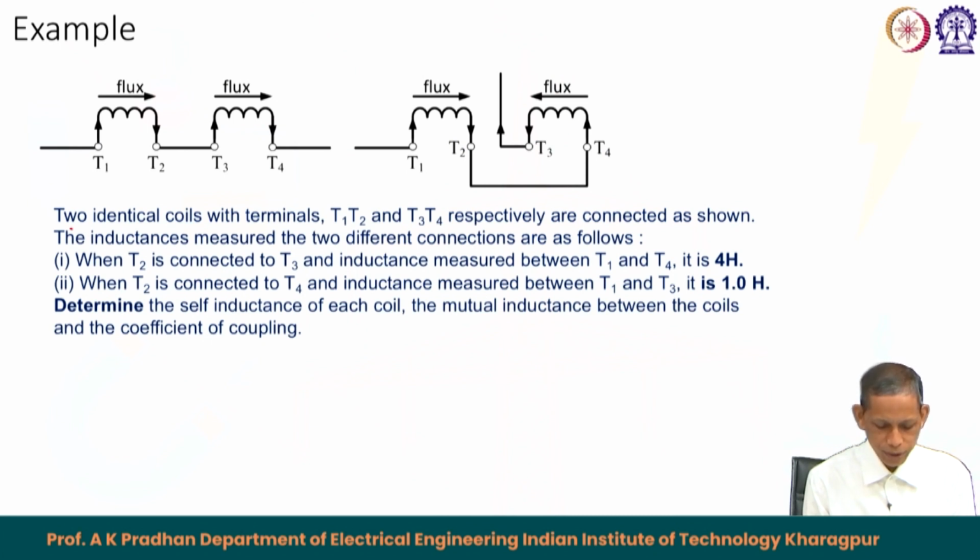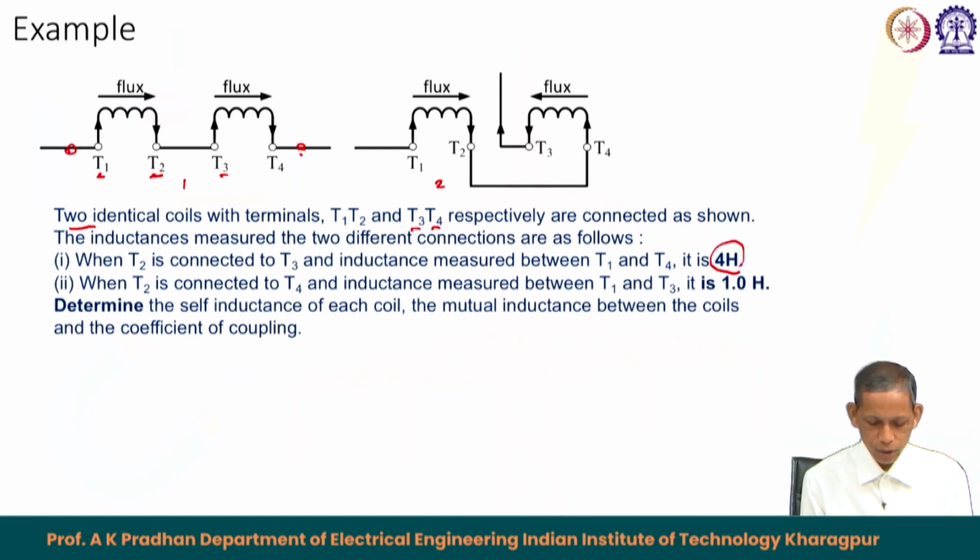This example is on two identical coils with terminals T1 and T2, T3 and T4: T1 T2 is one coil and T3 T4 is another coil, connected as shown. The inductance is measured for the two different connections, connection 1 and connection 2. When T2 is connected to T3, and the inductance is measured between T1 and T4, then we get 4 Henry.